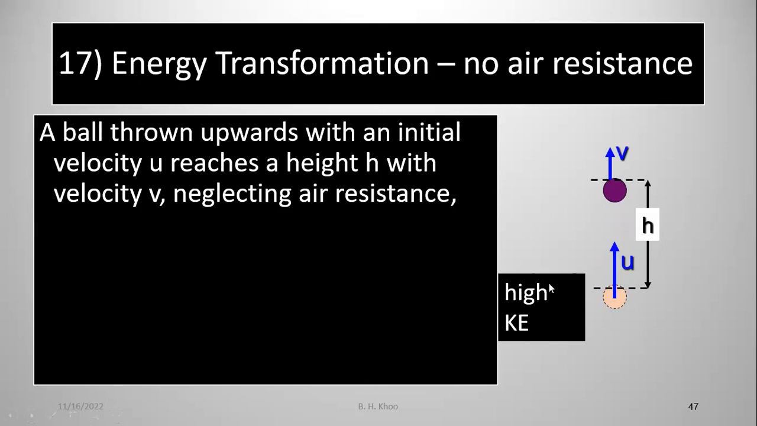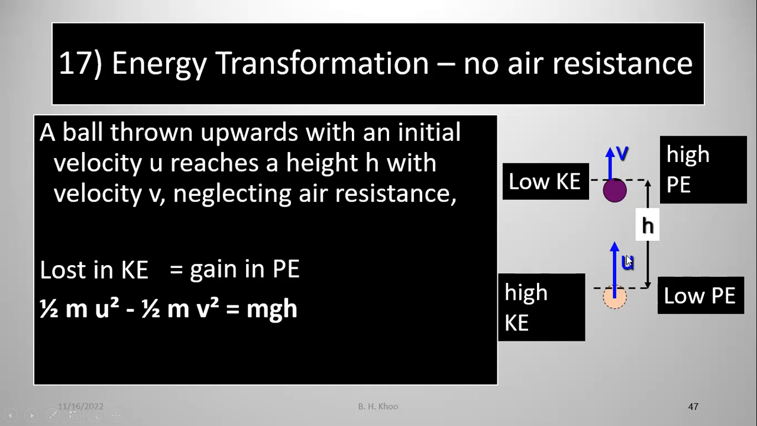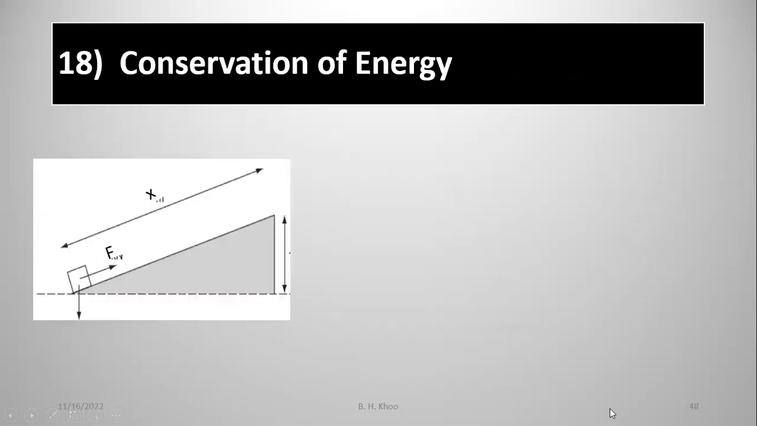This is high kinetic energy, and this is low. So there's a loss in kinetic energy from here to here, but a gain in potential energy. Low potential energy here, high potential energy there. So kinetic changes to potential. You should be able to write it in equation form: half mu squared minus half mv squared, the lower kinetic energy, equals mgh. That's the height not from the ground, but from where you start. Conservation of energy.